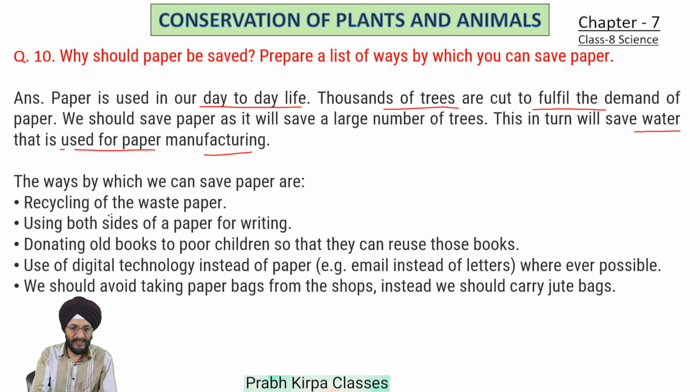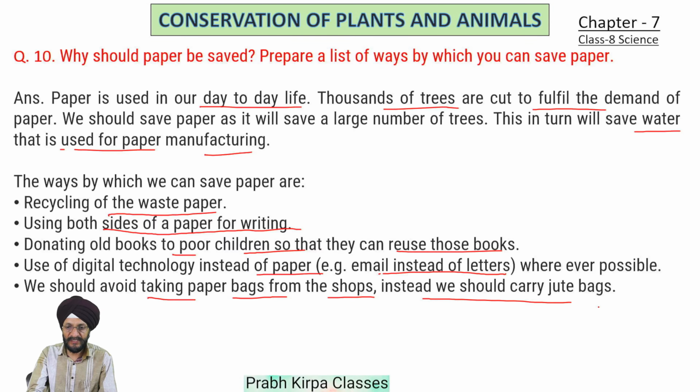These are recycling of waste paper, using both sides of a paper for writing, donating old books to poor children so that they can reuse those books, use of digital technology instead of paper, for example, instead of letters wherever possible. Further, we should avoid taking paper bags from the shops. Instead, we should carry jute bags from our home whenever we go to the market for purchasing something.